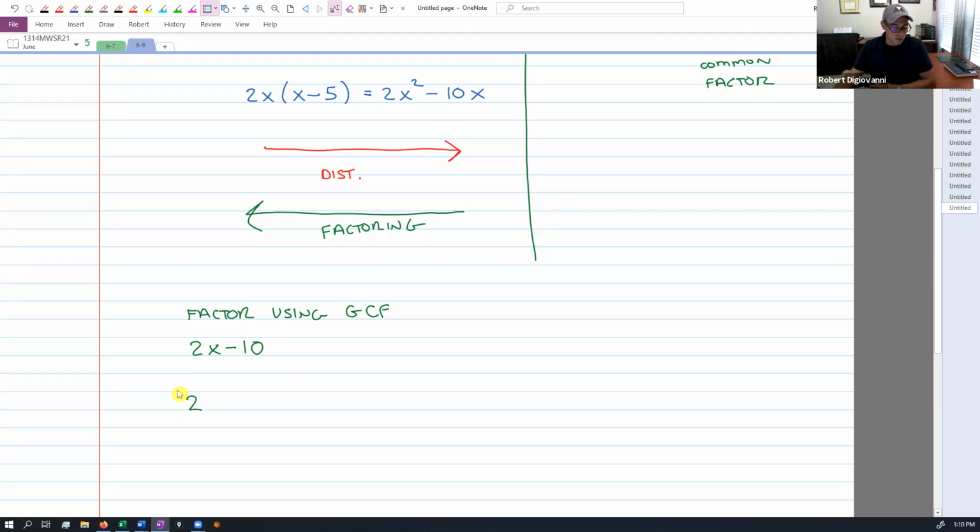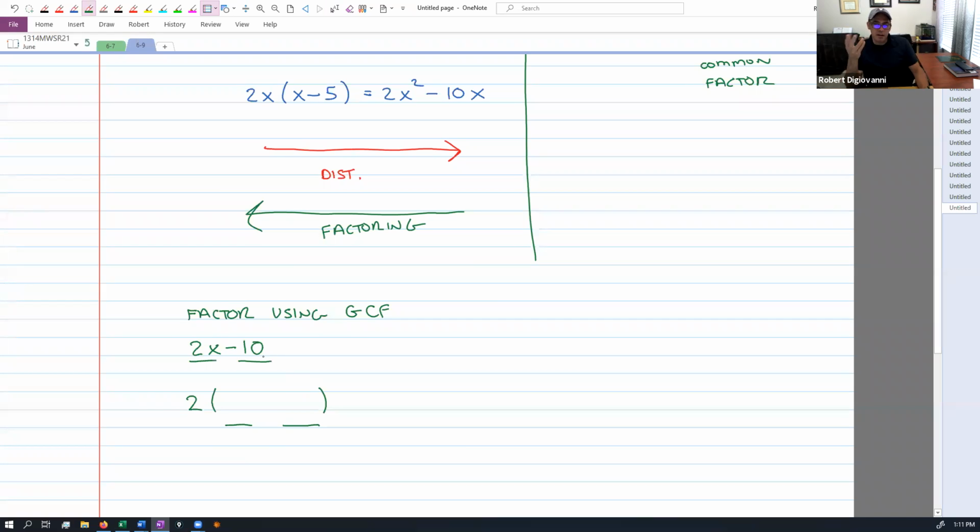Now you look at the variable. Is there a variable in both expressions? There's not, right? There's only a variable in the first one. So these two terms both have a 2 in common, but they do not have any letters in common. So this 2 is my only GCF, my greatest common factor. Then I write down a set of parentheses and give myself enough space for 2 pieces in this parenthesis, because I started with 2 terms.